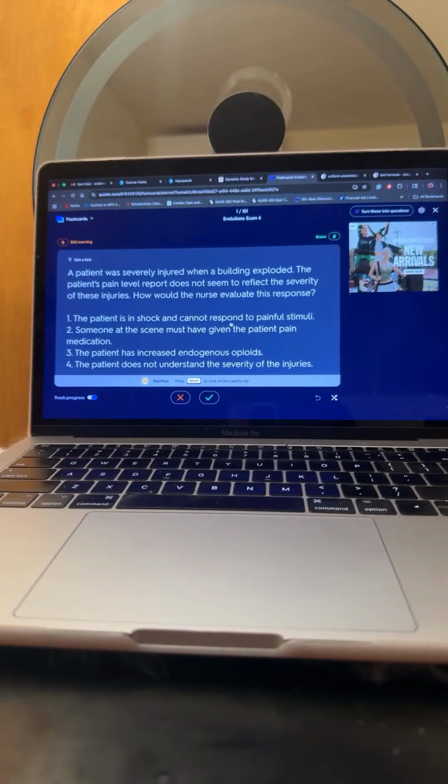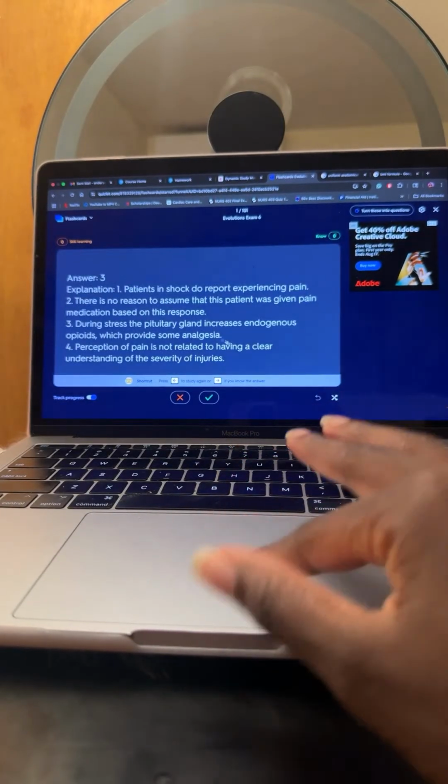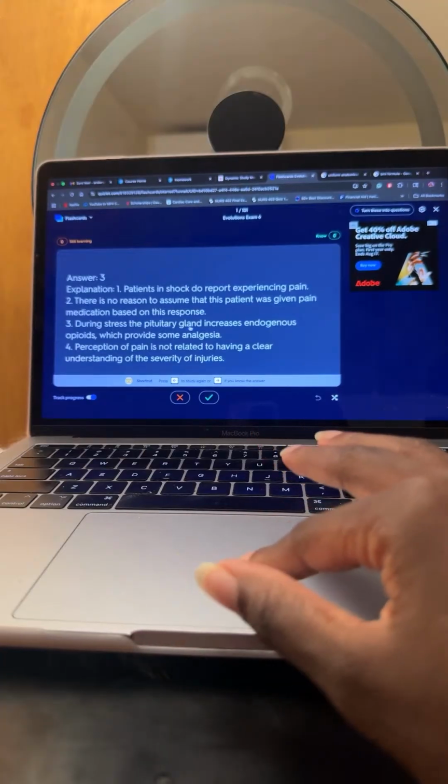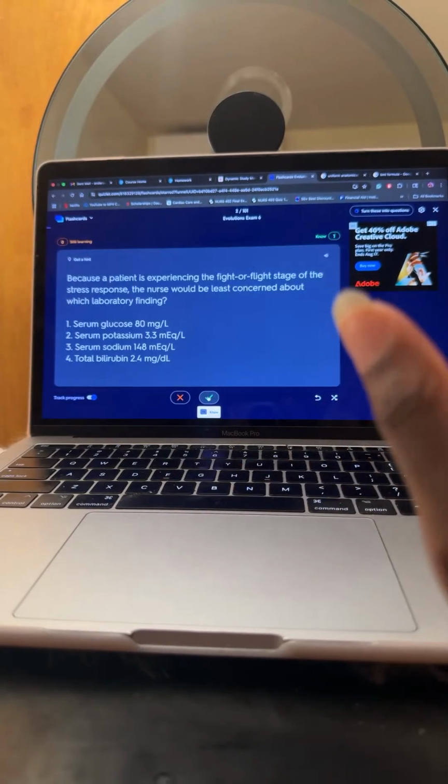A patient was severely injured when a building exploded. The patient's pain level does not seem to reflect the severity of the injuries. How would the nurse evaluate this response? The patient is in shock and cannot respond to painful stimuli; someone at the scene must have given the patient pain meds; the patient has increased endogenous opioids, or the patient does not understand the severity of the injury. It's going to be 3. They have increased endogenous opioids. During stress, the pituitary gland increases the endogenous opioids, which provides some analgesia, so like pain relief.